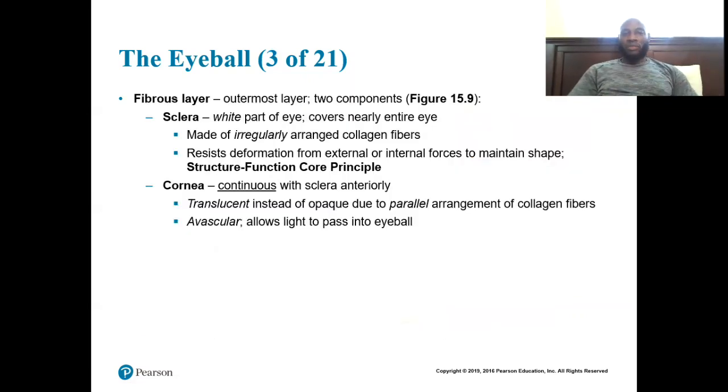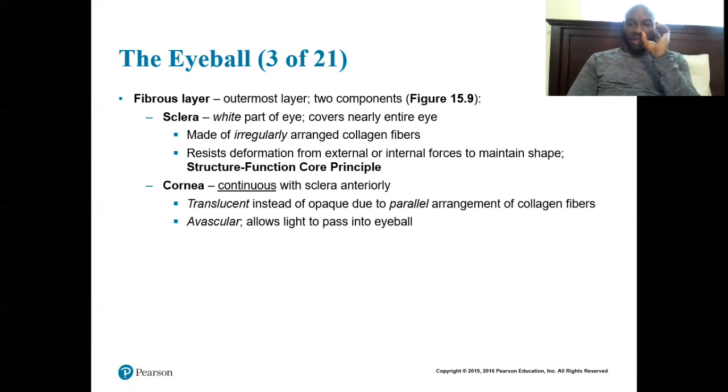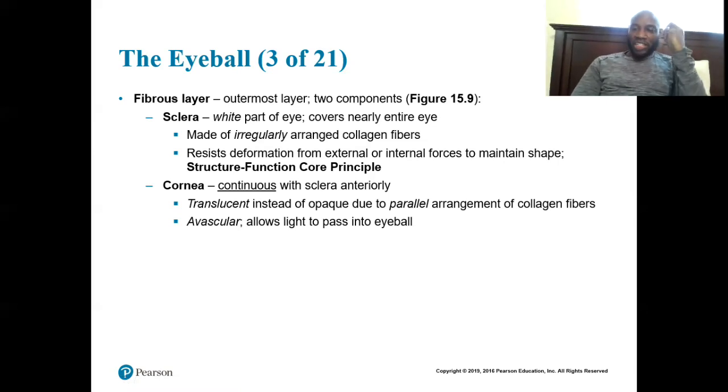All right, so let's go through this. The fibrous layer, outermost layer, we have what they call the sclera, white part of the eye, covers nearly the entire eye. It's made of irregularly arranged collagen fibers, helps resist deformation from external and internal forces, so it maintains the shape. Your eye needs to keep a certain shape so that when light enters it, the light comes in the right way. We're going to talk about it so it can get transduced into an electrical signal that can be sent through the optic nerve.